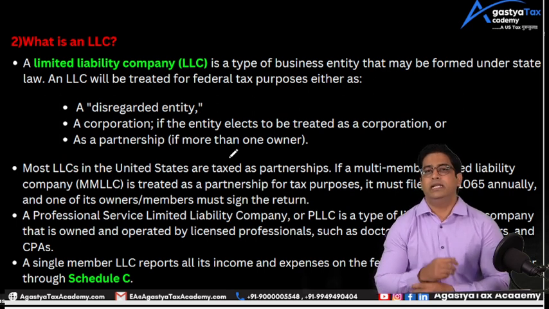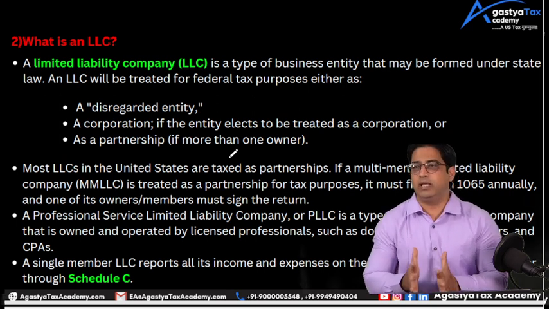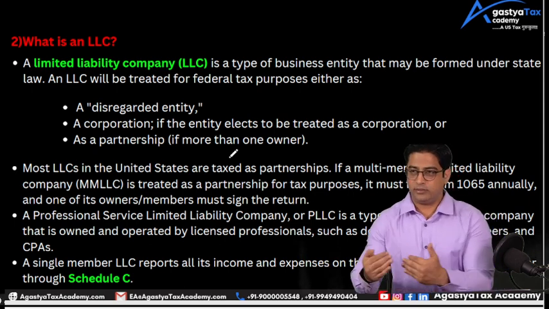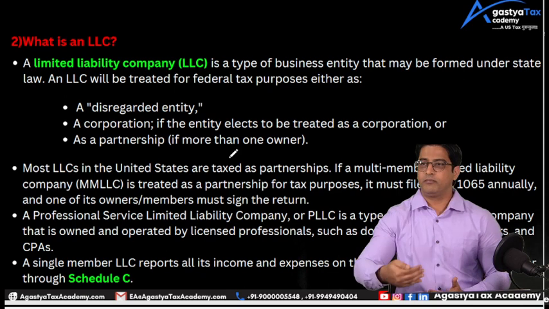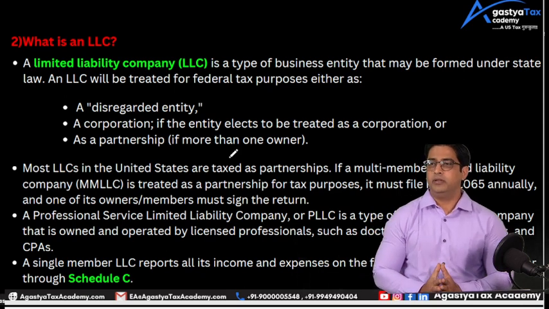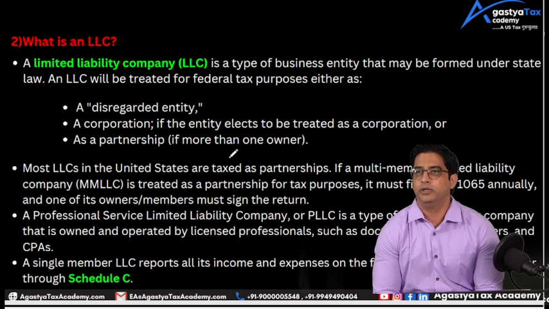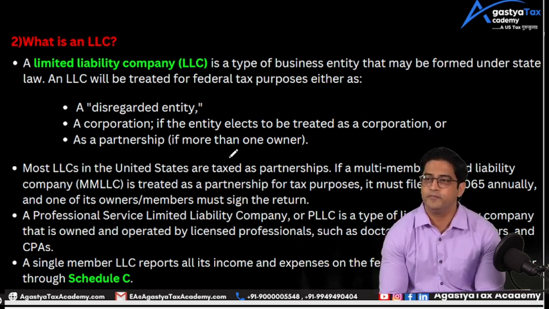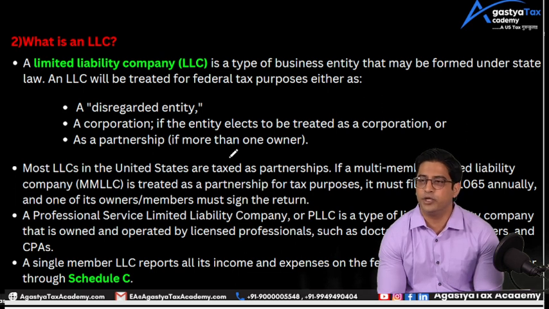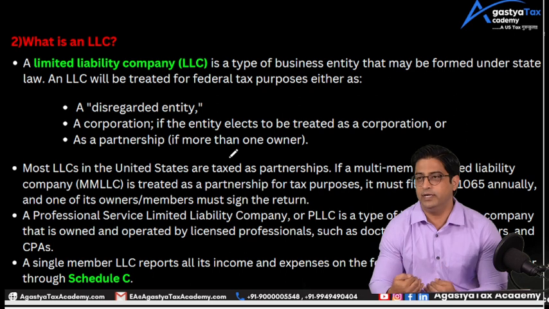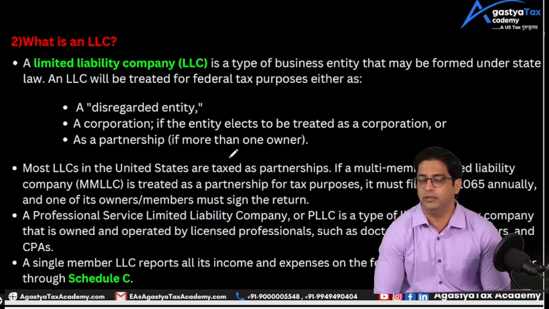So LLC, like I've told you, is a limited liability company. If somebody is trying to sue you, they cannot; it acts like a wall. In a limited liability company, the liability will be limited with respect to financial matters, or with respect to people taking you to bankruptcy, suing you and all. The liability for an individual will be limited with respect to the LLC.